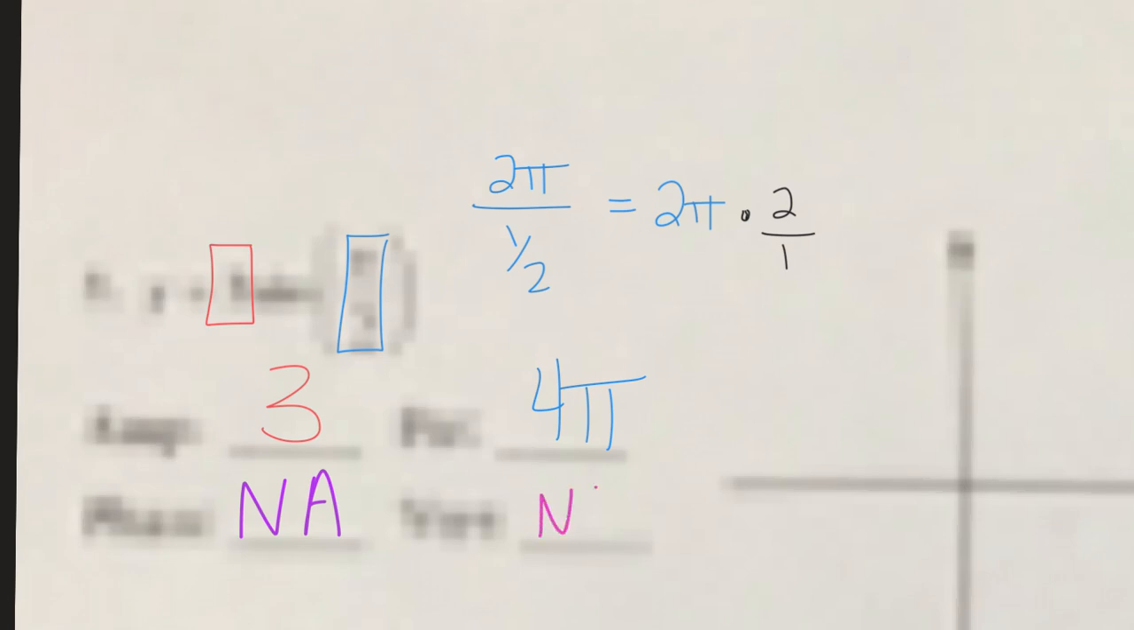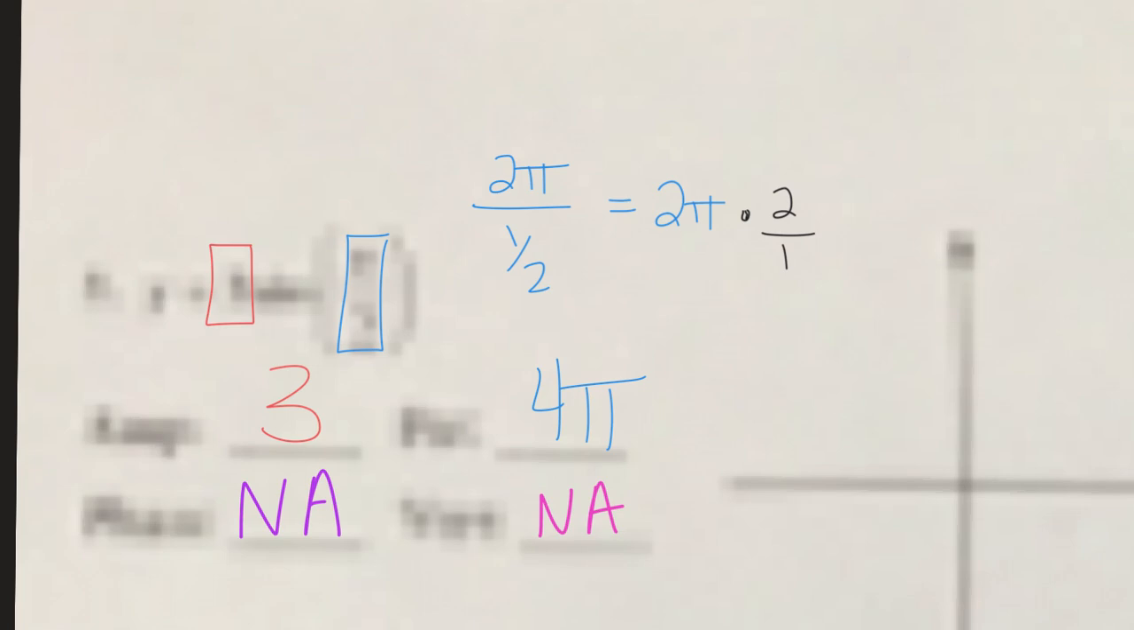So division of a fraction becomes multiplication by the reciprocal. So 2/1. So 2 pi times 2/1 is 4 pi. So it has a period of 4 pi. Right, no phase shift. We have nothing plus or minus in parentheses, and then no vertical shift. There's no plus or minus after your parentheses.